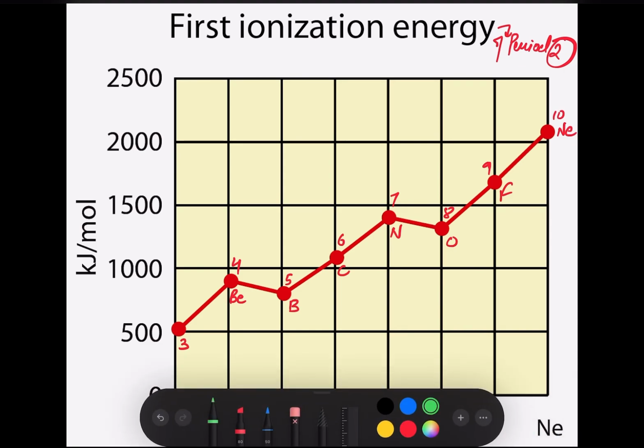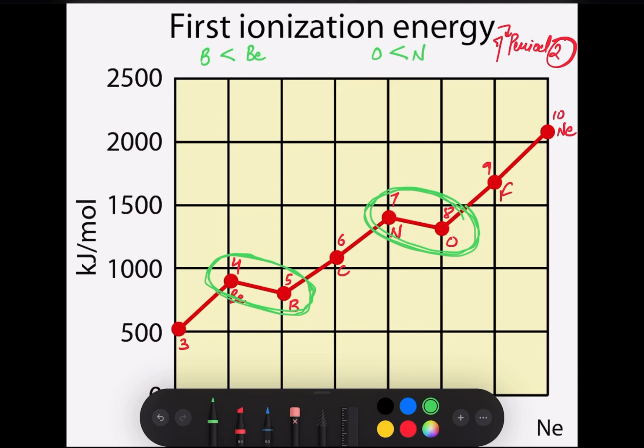Here is the exception. What's the exception? Beryllium has a higher ionization energy than boron. That's boron is having lower ionization energy than beryllium, or we can say that oxygen is having lower ionization energy than nitrogen. That boron has lower ionization energy than beryllium, and on the other hand, oxygen has lower ionization energy than nitrogen. These two exceptions are not following the trend that ionization energy increases along the period.